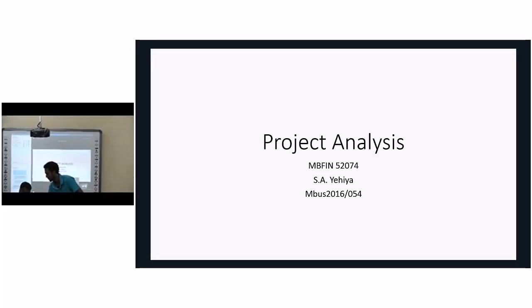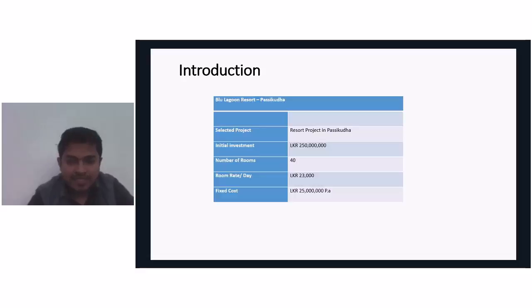Good morning, everyone. My presentation is about putting up a business in Pasikuda. This is a resort project. This is the hypothetical name for the project. It's named the Blue Lagoon Resort, planned to be put up in Pasikuda. The initial investment is considered as 250 million. These are hypothetical figures. It is planned to develop 40 rooms in this boutique resort project.